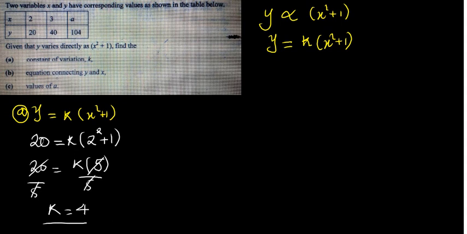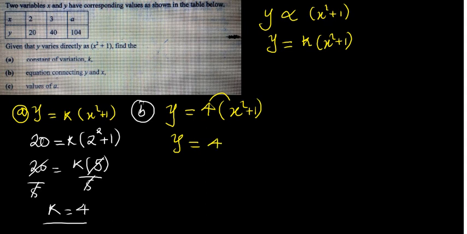And then for part B, they're asking us to write the equation connecting y and x. So just write this one here, but where there is k, we'll put the value. So this is going to be y is equal to, where there is k, we are going to put 4, open brackets, x squared plus 1. This is the equation connecting y and x. If you want, you can multiply everything by 4. So it will be 4 times this one, it will be 4x squared, and then 4 times 1, it will be 4. If you want, you can end here.